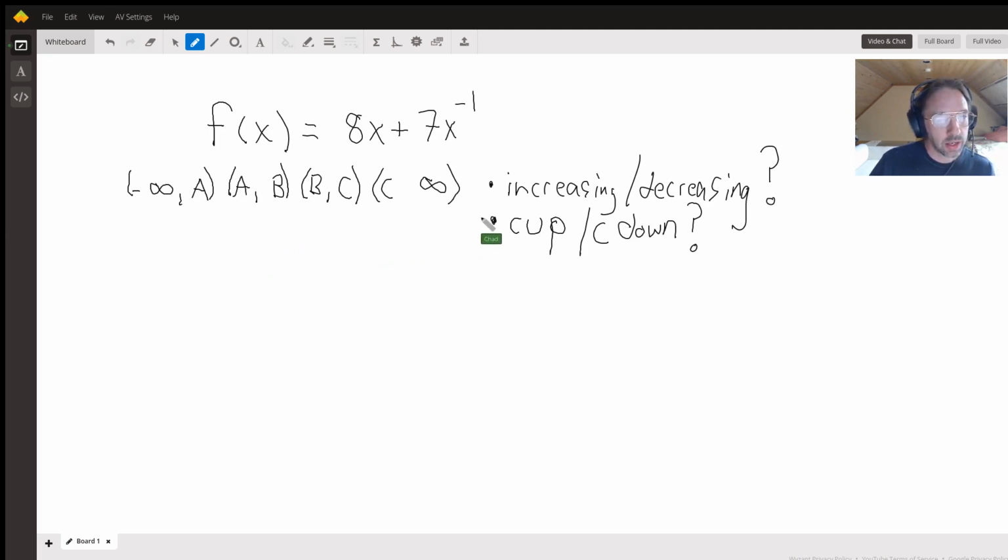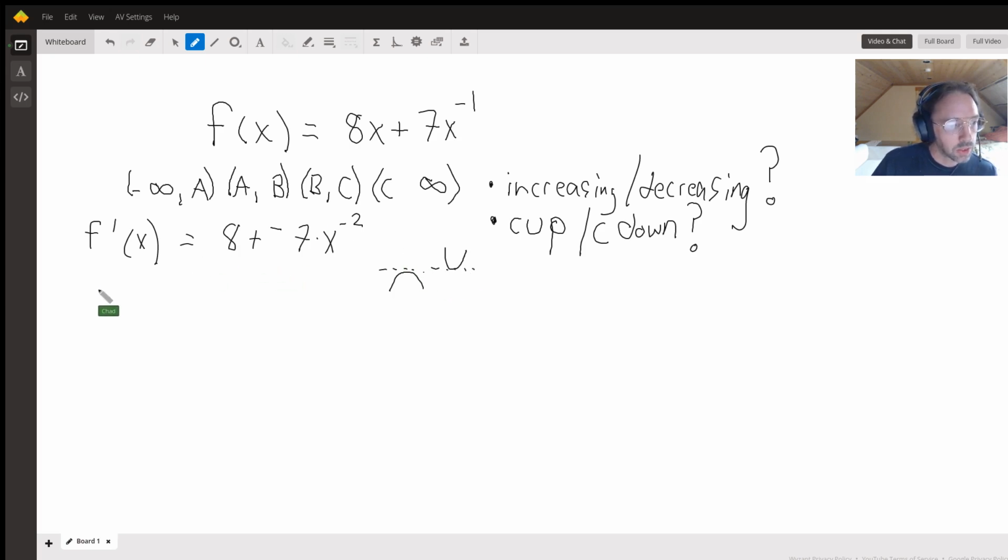So to find when it's increasing and decreasing, we want to find the maxima and minima. So let's take the derivative, to find -7 times x to the -2. The reason you want to take the derivative is because when the slope is 0 is when curves are changing their direction. So we'll say 0 equals 8 minus 7 over x squared.